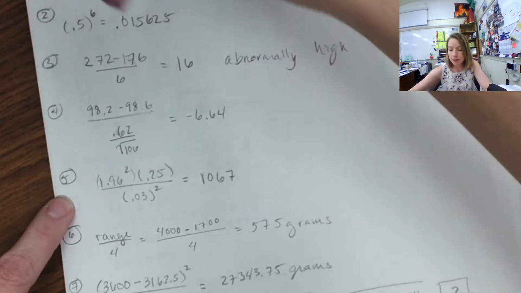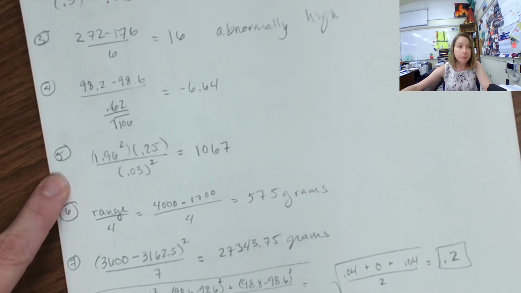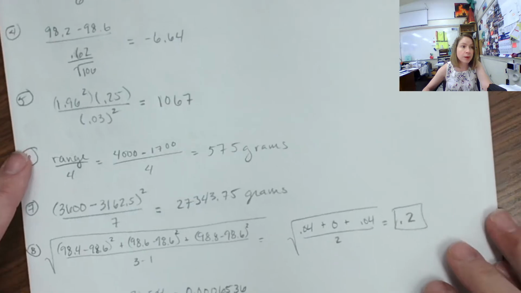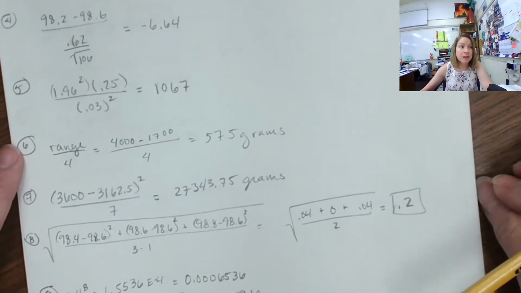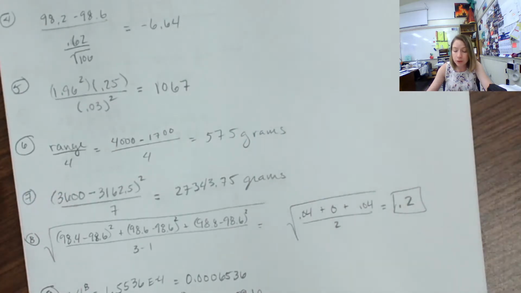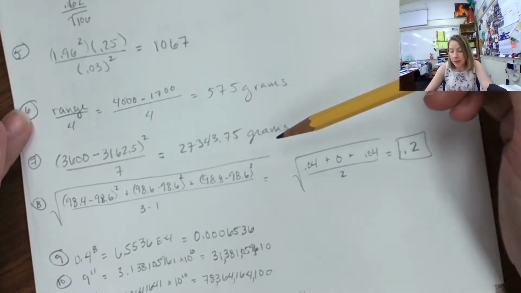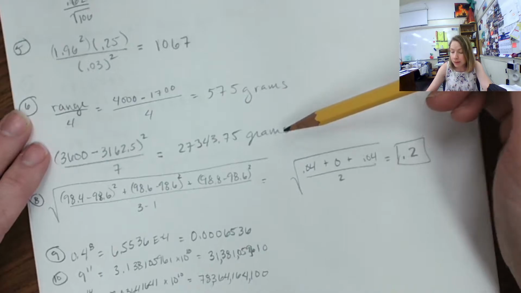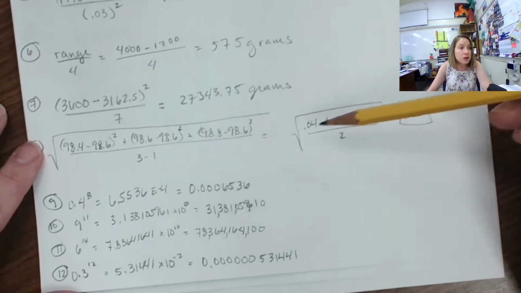The next one says the range rule of thumb. Use that, or the range rule of thumb, to find an approximation for the standard deviation. So the range divided by 4, you get 575 grams. The next one, once again, you're just plugging it in. Same thing. All of these, you're just plugging it in.